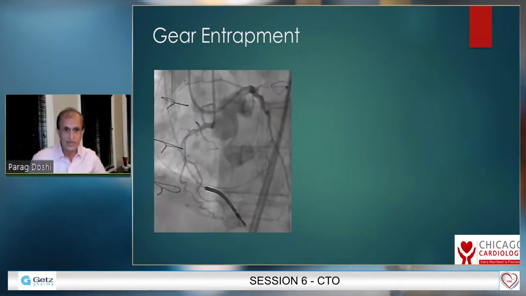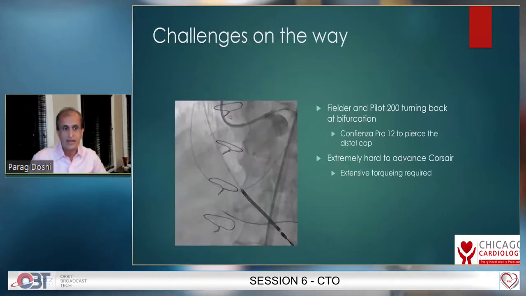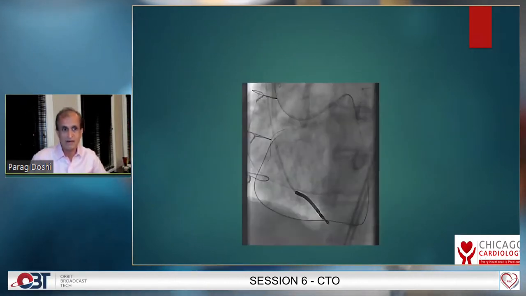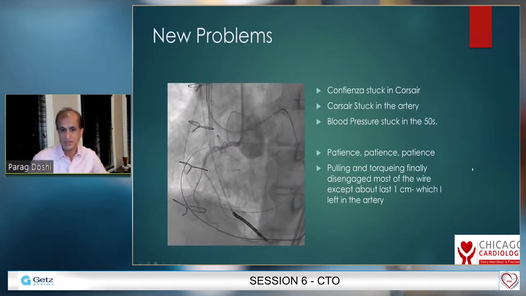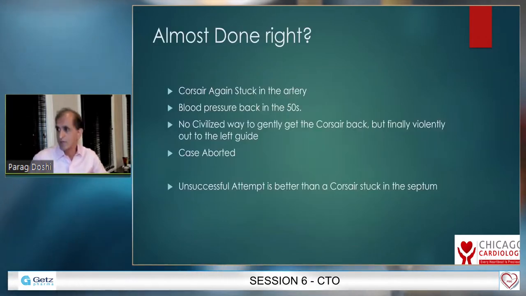Quickly, this was a retrograde case. No matter how much we did and tried, here is where my Corsair and Confianza both got stuck. Blood pressure was in the 50s. All I did was patience. Eventually, we were able to take it out. I left a piece of wire. Again, I tried. Again, I was able to get another centimeter of wire stuck, and I was able to get everything out. Left the case. The patient was alive another day.